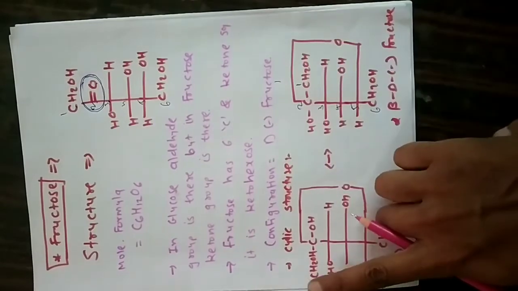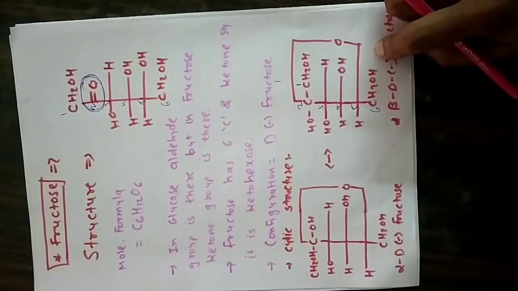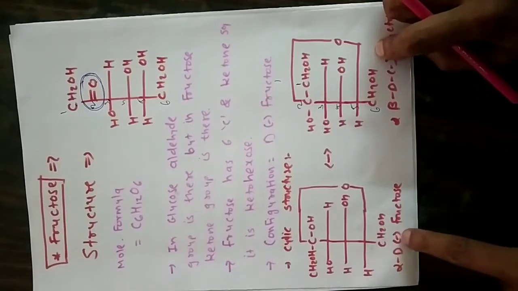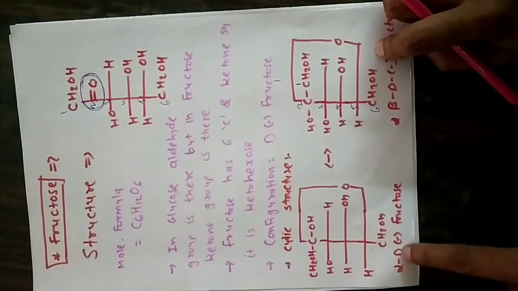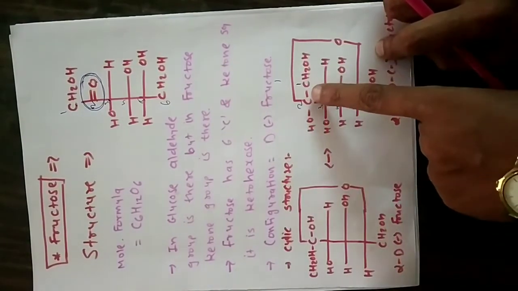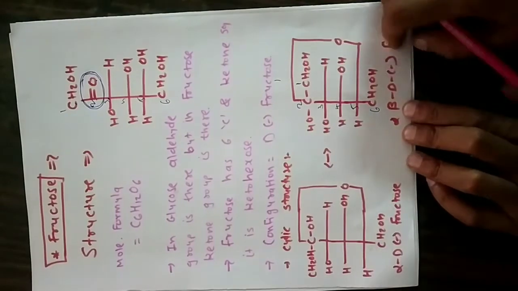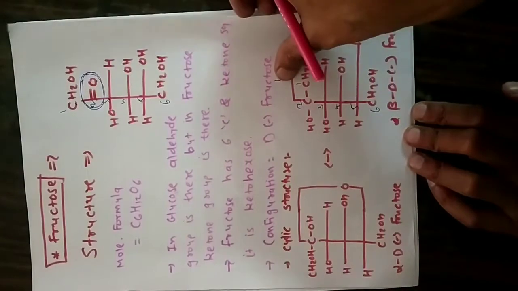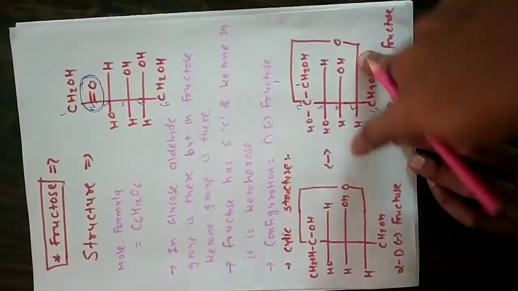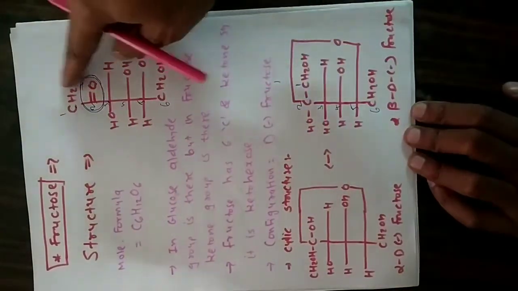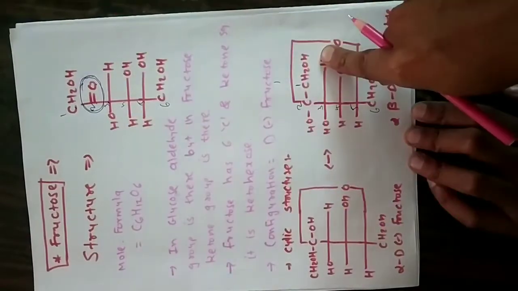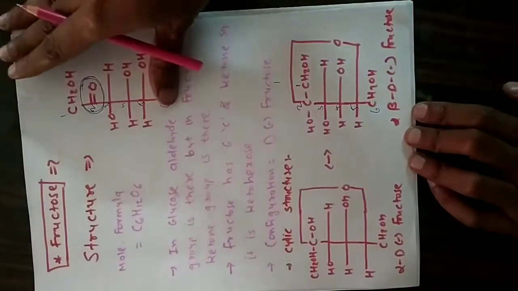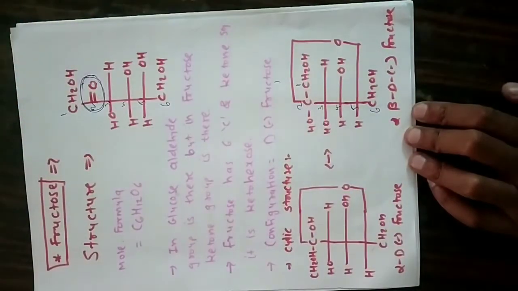If the CH2OH group is on the left hand side, it is called alpha D minus fructose. If CH2OH is on the right hand side, it is called beta D minus fructose. These both are cyclic structures of fructose. This one is the linear structure. So fructose also has 3 structures, a linear one and 2 cyclic structures.